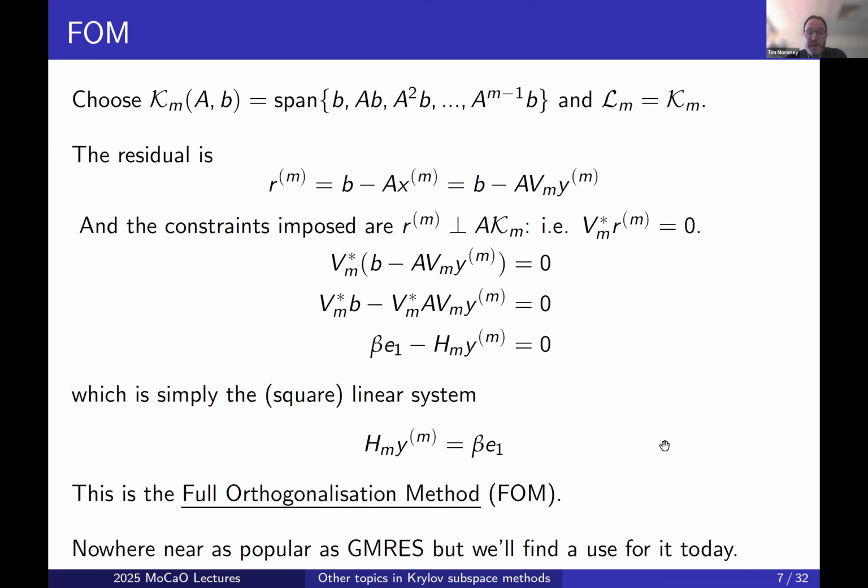And so this is a method. It's called the full orthogonalization method, but it certainly does not have that minimum residual property that we value so much in GMRes. Okay, so it's nowhere near as popular. In fact, it has its issues, but actually we're going to find a use for it. Okay, as long as I've gone to the trouble of making a slide, I better find a use for it today. So it will be back later on today.